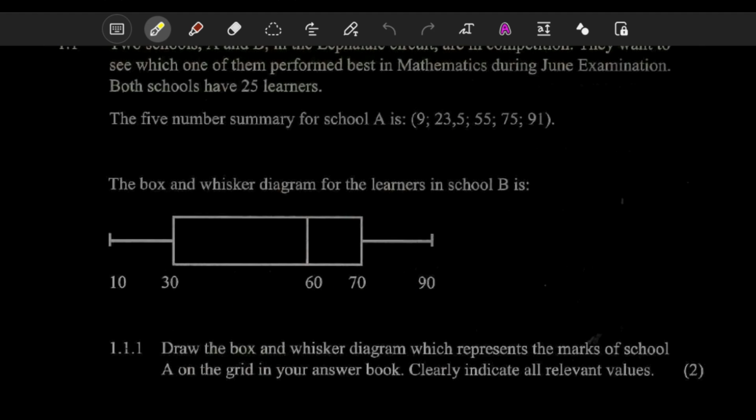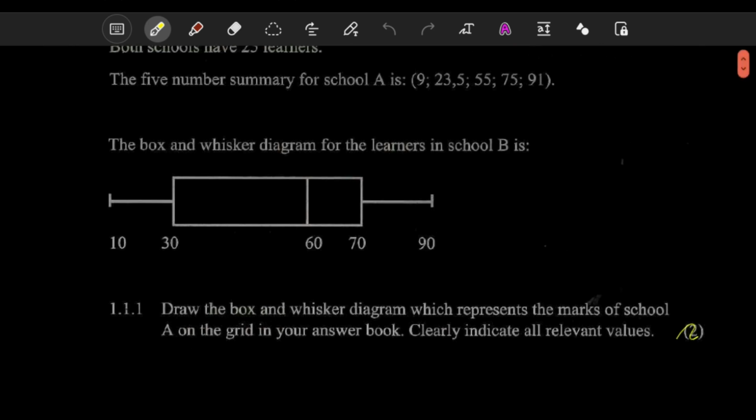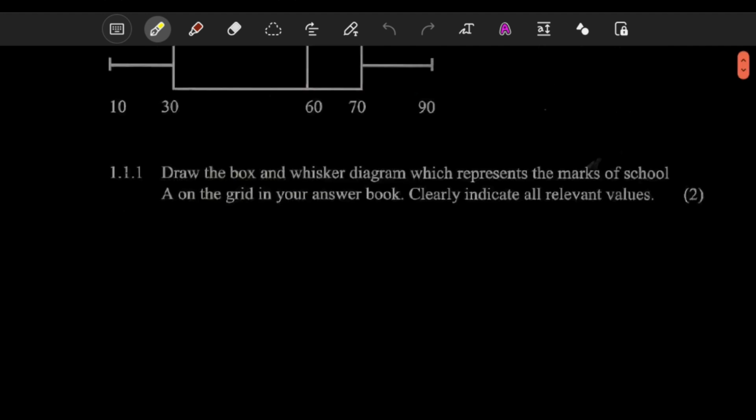The 5-number summary we know refers to the minimum, Q1, Q2, Q3 and the maximum. We can already see that we're always going to compare this data at some point. Here, for 2 marks, it says draw the box and whisker diagram which represents the marks of school A on the grid in your answer book. Clearly indicate all relevant values.